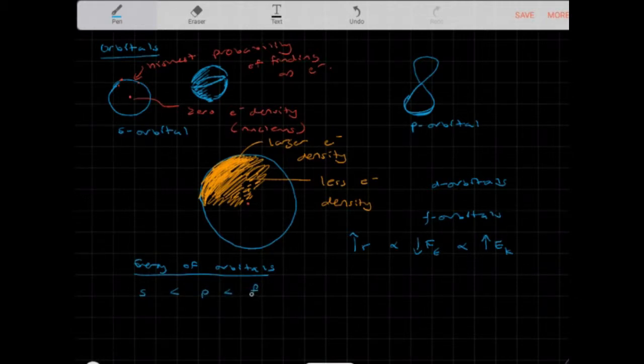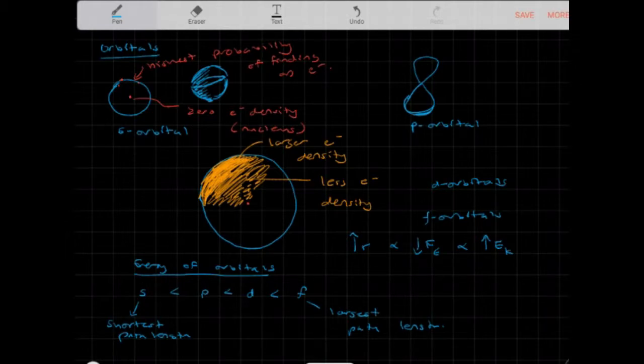The d orbital itself is larger in energy than the p orbital, and the f orbital itself is larger in energy than the d orbital. Each of these orbitals represents a path length of the electron from the nucleus. The s orbital has the shortest path length, and the f orbital has the largest path length.